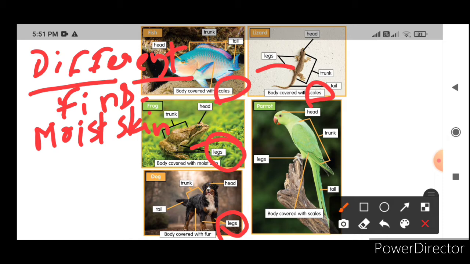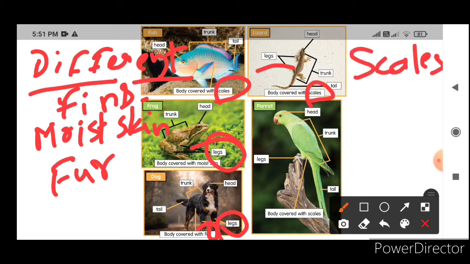And their body is covered with fur. Dog's body covered with fur. Frog's body covered with moist skin. Lizards and fish's body covered with scales. Dry scales they have on their body.